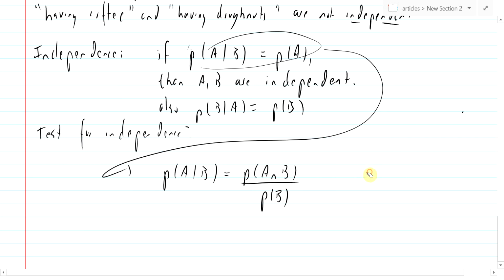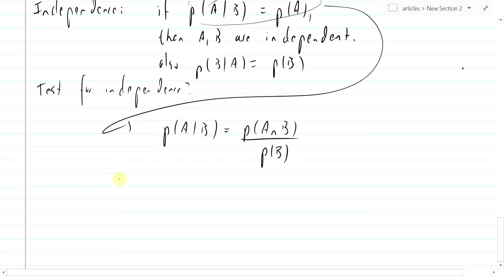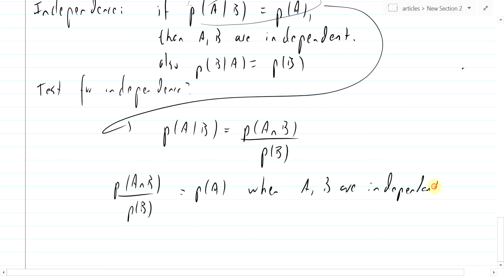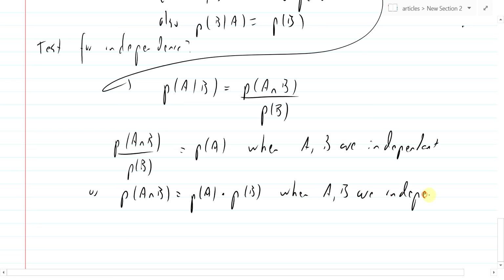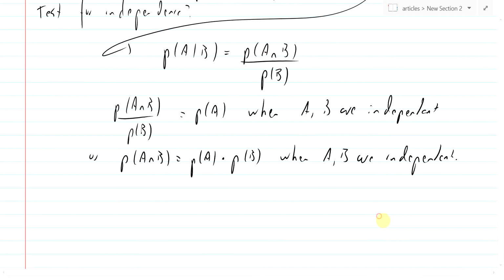Well, let's do this. P of A intersection B over P of B equals P of A when A and B are independent. Or finally, P of A intersection B equals P of A times P of B when A and B are independent. Great. So, what's the test for independence then? We'll put a little question mark at that one, because now we have the test for independence.